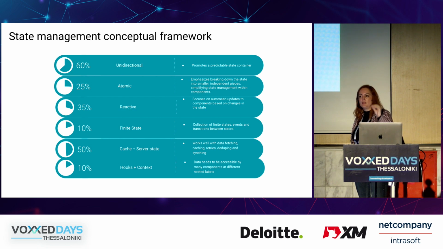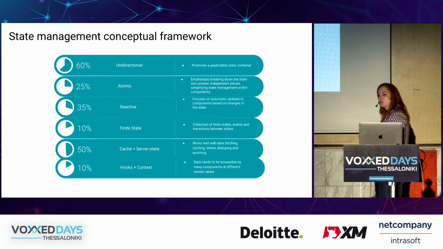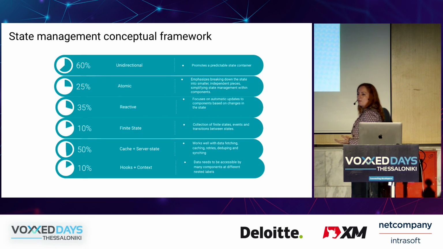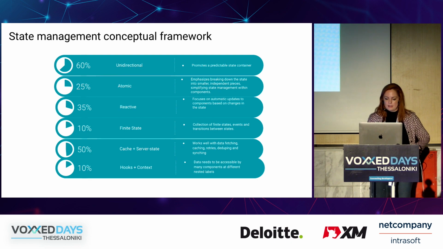In atomic and in unidirectional, we said that the data are stored in JavaScript objects, either in one huge one in the first or in smaller ones. In reactive ones, the storage concept that we use is observables, but not JavaScript objects. Observables are like streams of data that are emitting values over time. And we will see later on the diagram how this looks.